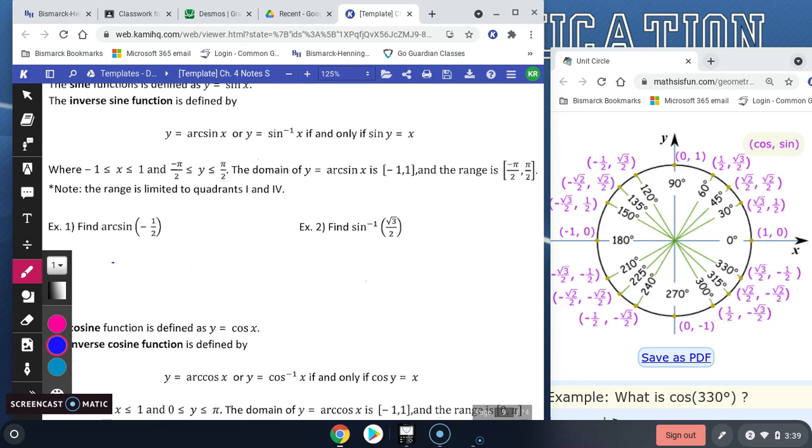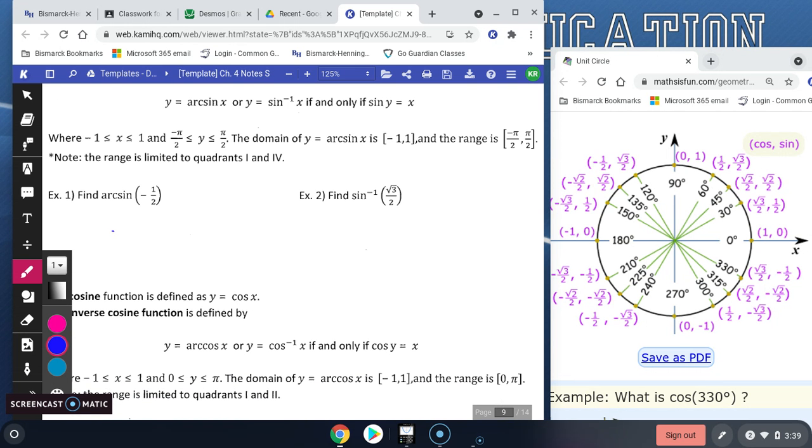A couple of things to pay attention to. You're going to need to know that inverse sine or arc sine is limited to negative pi over 2 to positive pi over 2. Think about your unit circle. If you go negative pi over 2 to positive pi over 2, that puts you in quadrants 1 and 4. So the inverse sine is defined in quadrants 1 and 4.